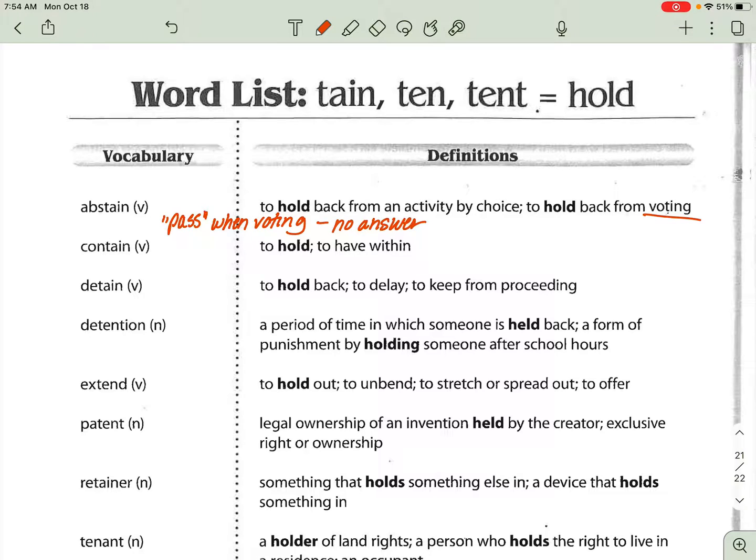You could also abstain from, let's say, eating dairy, if you had like a lactose intolerance or something like that. So it just means that you hold back from doing something.